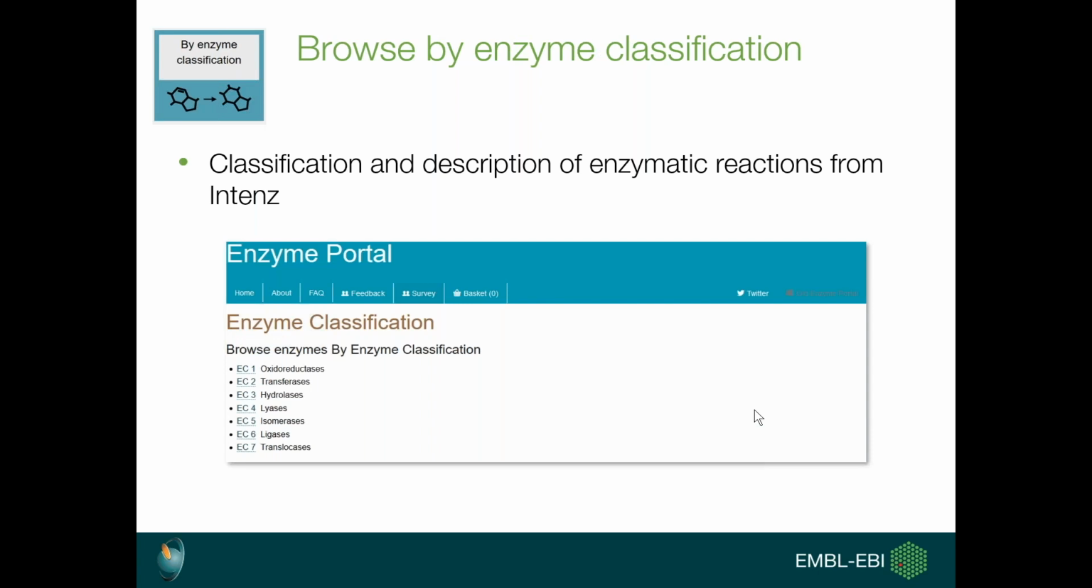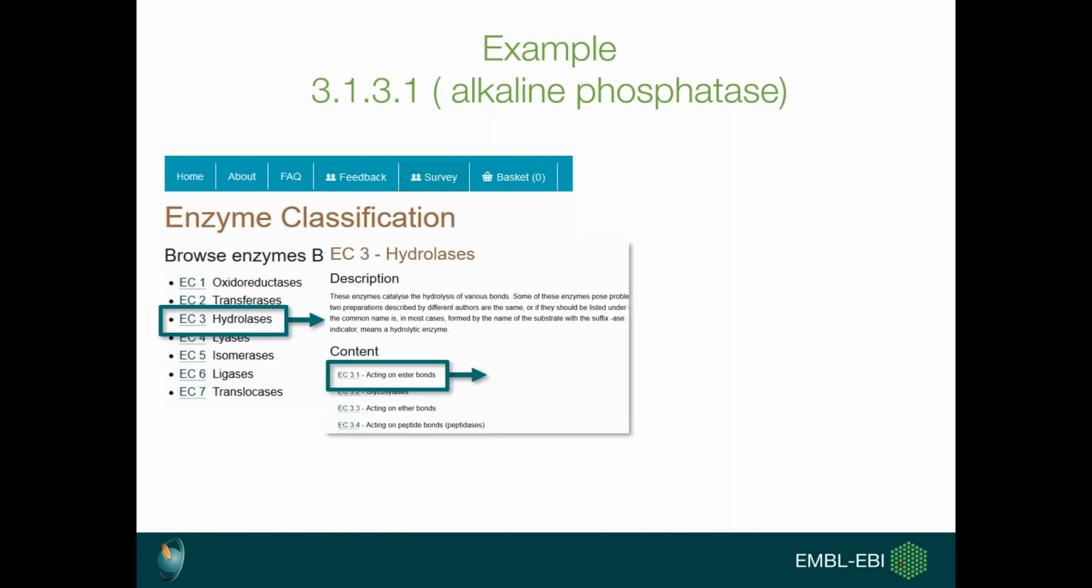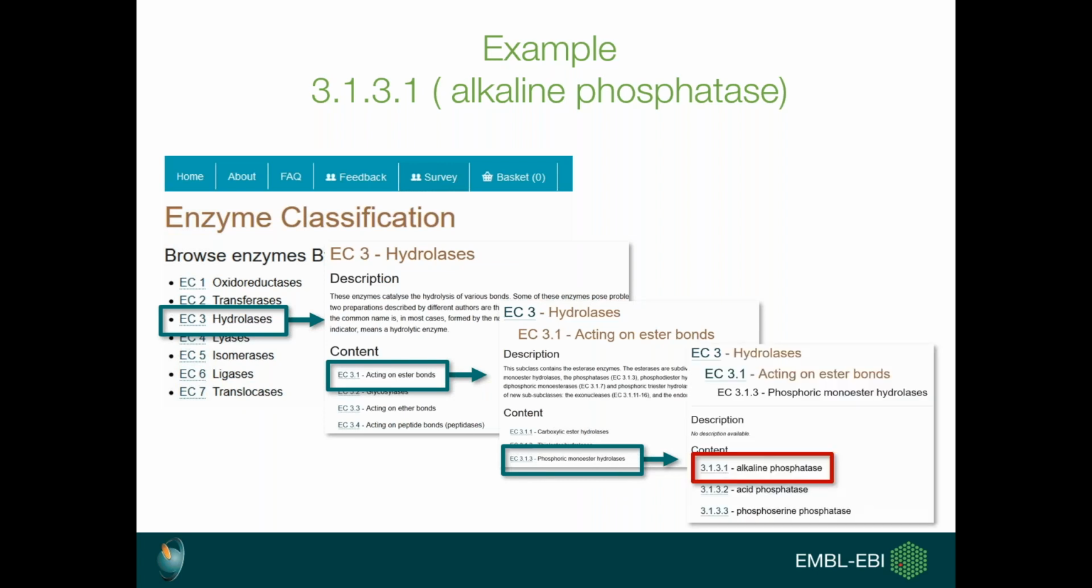Browsing by enzyme classification will allow you to search enzymes using the hierarchical classification of the EC number provided by the IntEnz database. For example, let's say that you are interested in finding protein phosphatases, which are known to hydrolyze phosphoric monoester bonds. Based on the EC classification, I will start the search by selecting hydrolases, then hydrolases which act on ester bonds, and more specifically on phosphoric monoester bonds. At the end, you will get a list of various protein phosphatase candidates.